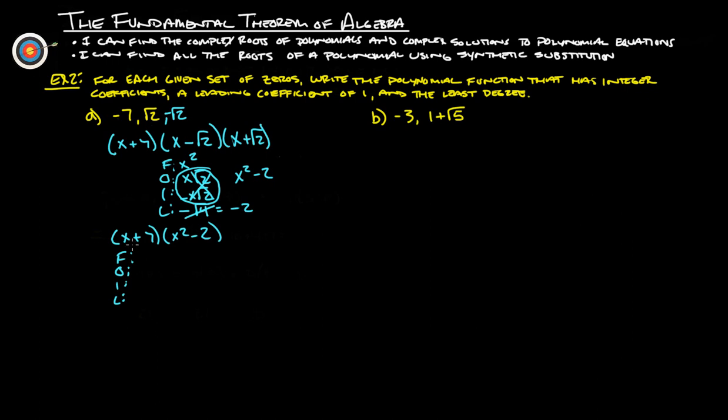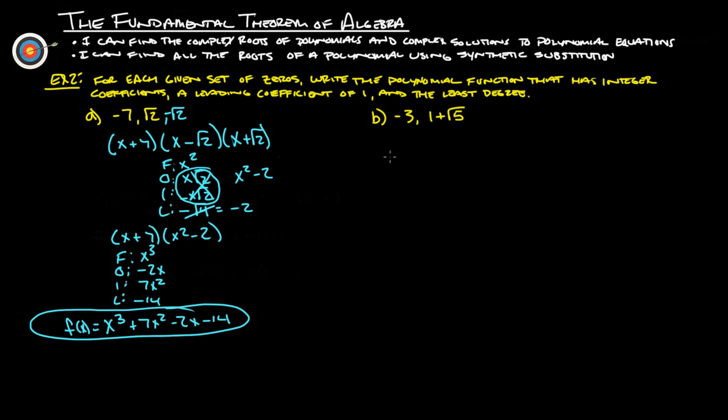And then away we go, right? So x times x squared is x cubed, x times negative 2 is negative 2x. 7 times x squared is 7x squared. 7 times negative 2 is negative 14. So that means the equation has to be x cubed plus 7x squared minus 2x minus 14. We've got to write it in order. And that is what f of x would have to equal, to have those answers.